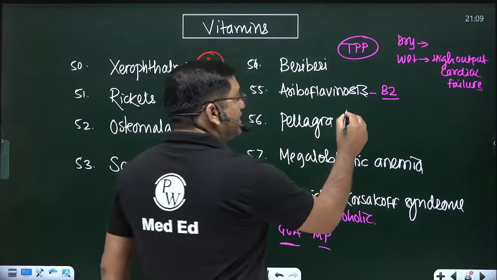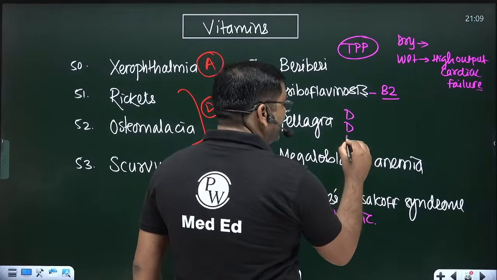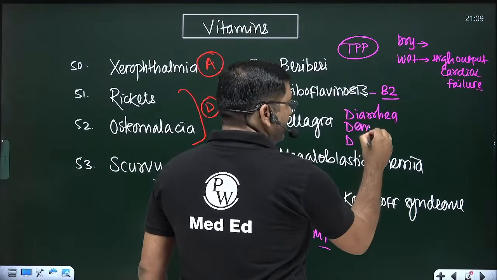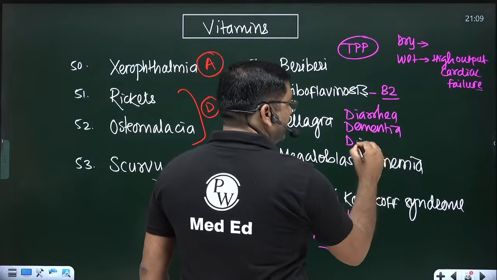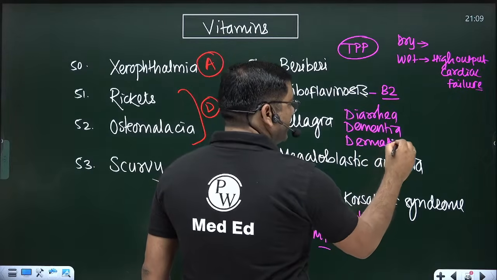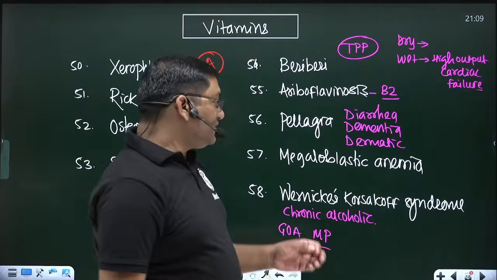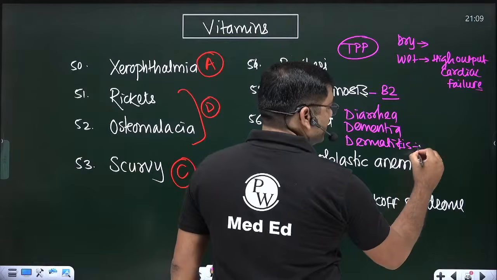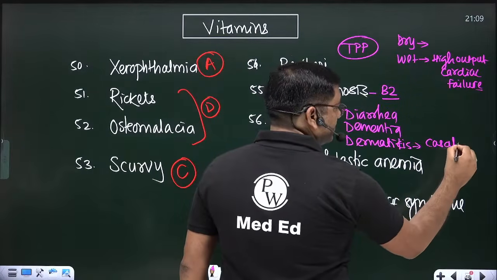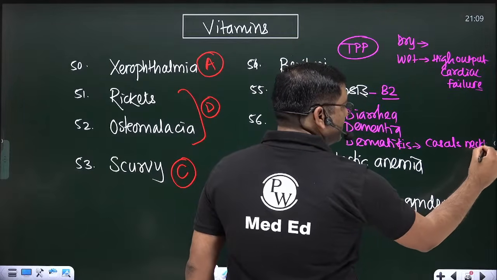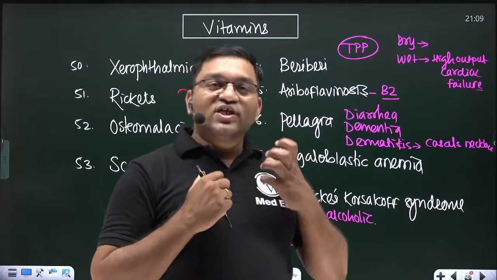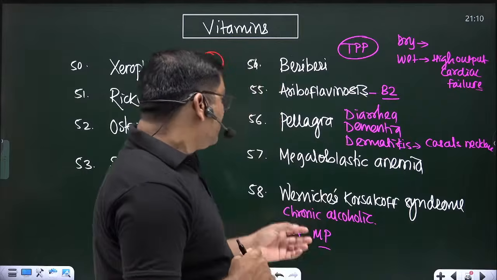Diarrhea, dementia, dermatitis: pellagra. Diarrhea, dementia, and dermatitis are the features of pellagra. That is Casal's necklace dermatitis: necklace-shaped dermatitis around the neck, glove and stocking appearance of the hands and feet. The sun-exposed parts of the body are involved in pellagra.